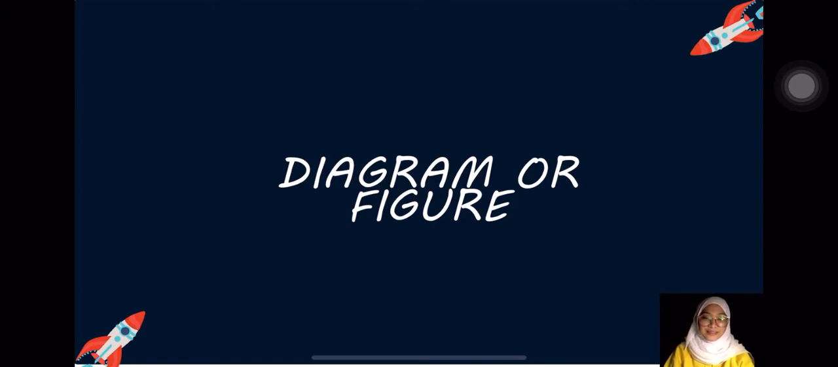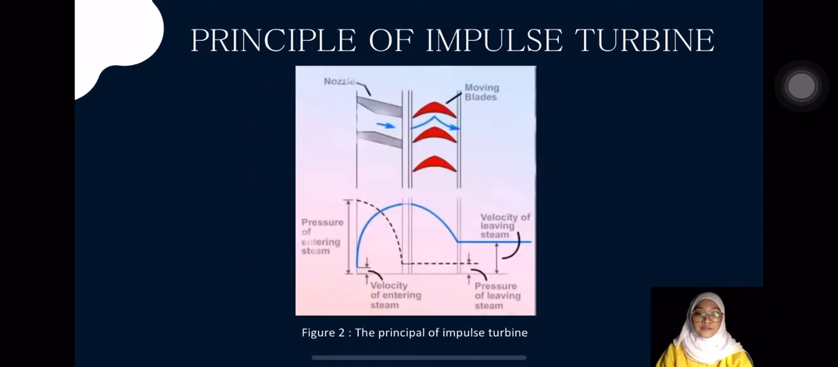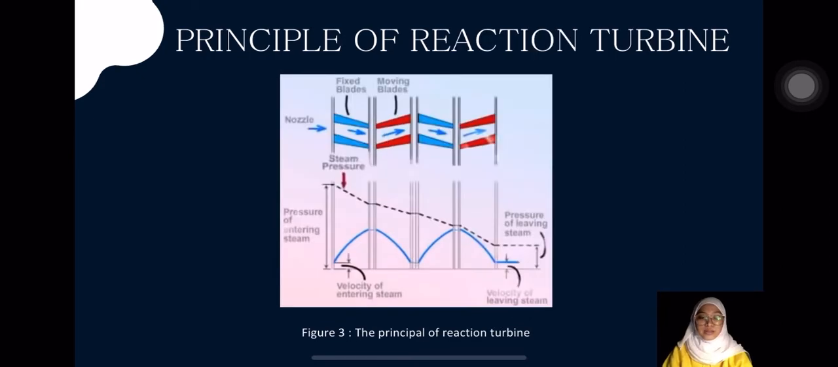Hello, my name is Fadira binti Ahmad Tamizi and my metric number is 01DKM18F2016. Okay, I will show you the diagrams of the impulse and reaction turbine. So let's see. For figure 1, this is the figure of the impulse and reaction turbine. Figure 2 is the figure of the principle of the impulse turbine. The last one, figure 3, is the figure of the principle of the reaction turbine. That's all from me. Thank you.